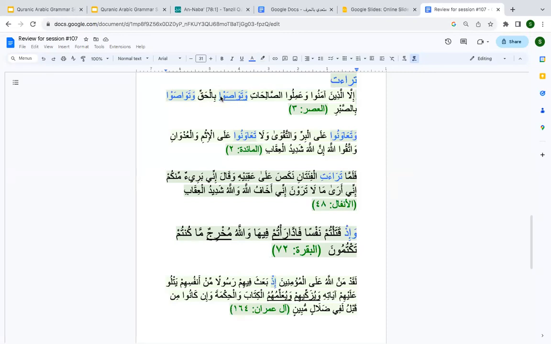And yes, sometimes madin is going to be without, you will see that the Ta of the family can get dropped. But this one is not present tense because there is no reason for this to not have noon. If it was, the word should end with a noon. But do you see any reason why this word should not have a noon? Is there any harf nasiba, harf jazima here?